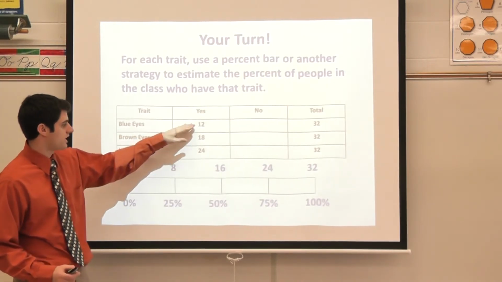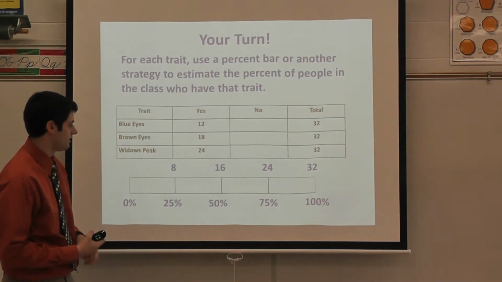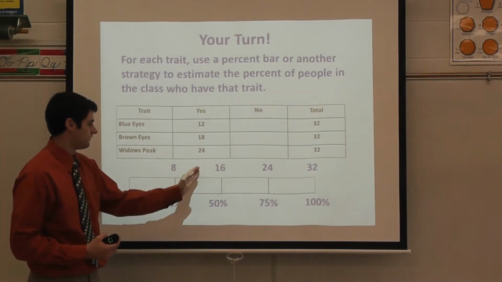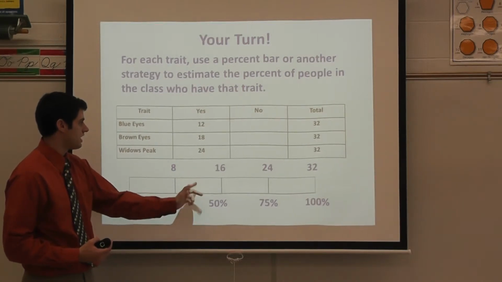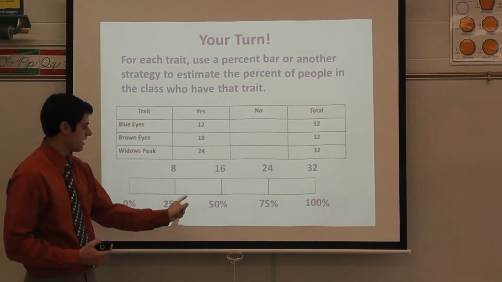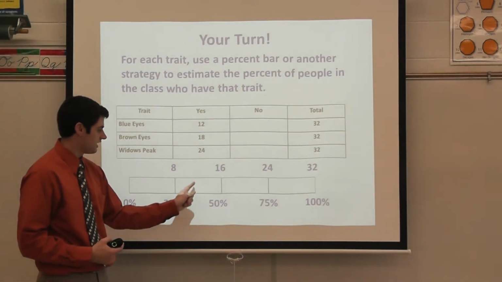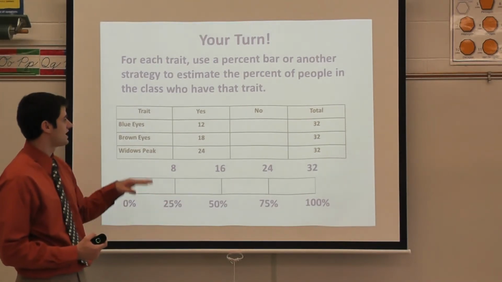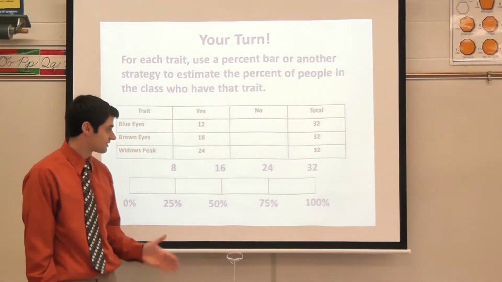So here are my numbers on my benchmark percents. Well, if I look at 12, I know that 12 is higher than 8, and it's less than 16. Half of this percent here, between 8 and 16, would be 4, which would be 12. So this is going to be directly between the 8 and the 16 on my bar. And again, if I look at my percent, it's about 13% away. So that's going to be 38%. 38% of the students in this class would have blue eyes.